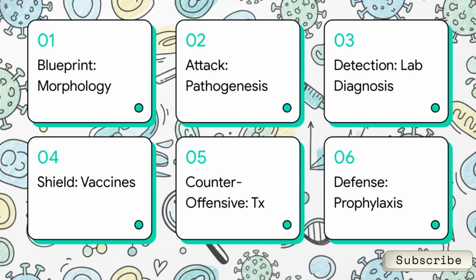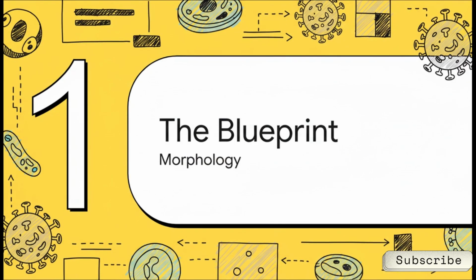So here's our game plan for today. First, we're going to look at the enemy's blueprint, its morphology. Then we'll get into its attack strategy, the pathogenesis. After that, we'll cover how we detect it in the lab. And finally, we'll go through our complete defensive arsenal, vaccines, treatments, and prophylaxis. Let's get started.